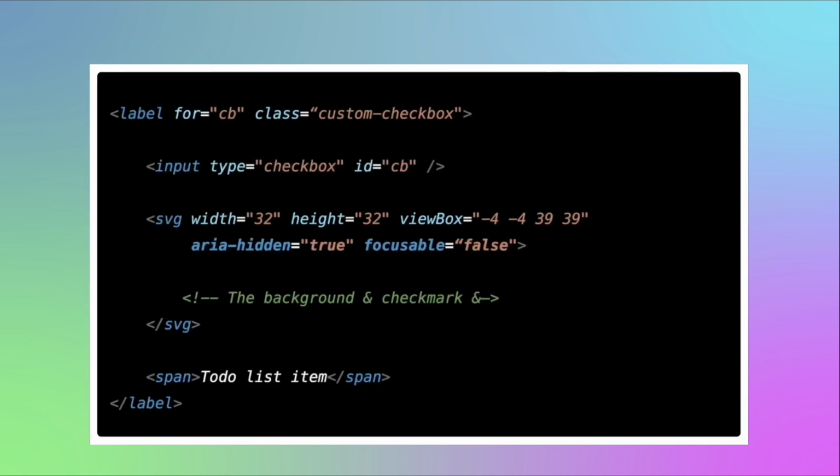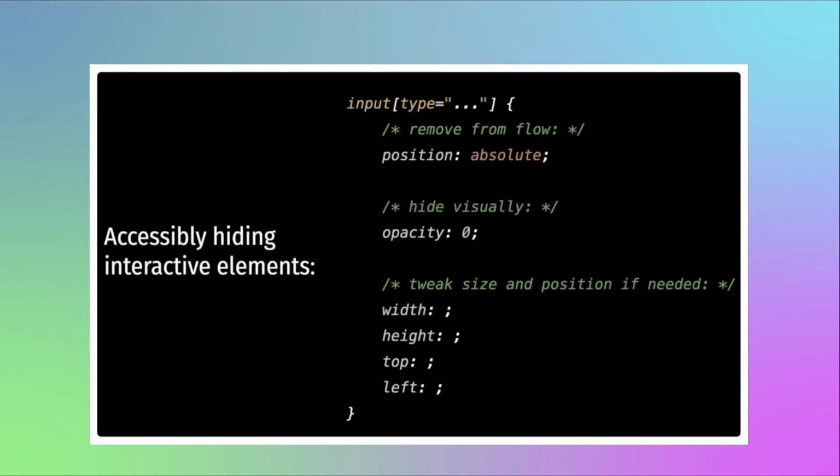And finally, since the native checkbox is still exposed to screen readers and we have a visible text label to go with it, once again the SVG image is redundant and irrelevant, so we'll finally hide it using ARIA hidden and focusable false. And this is how you hide interactive elements accessibly. This applies to checkboxes, radio buttons, file input types, and any other interactive input type that you need to hide and visually replace with something else.